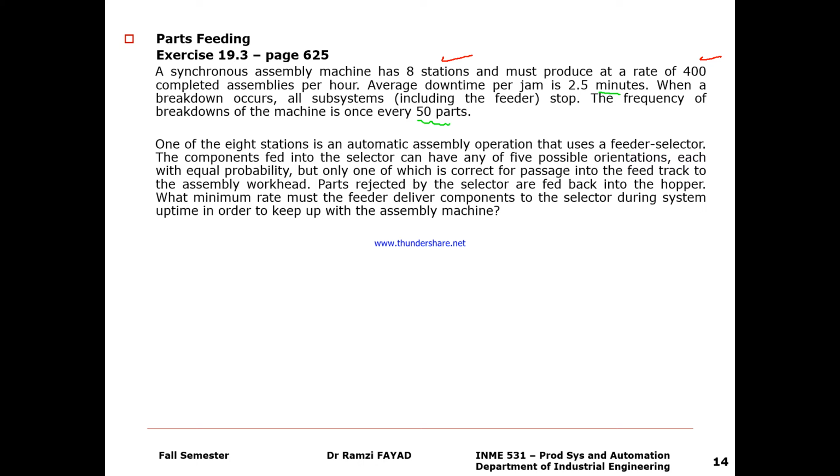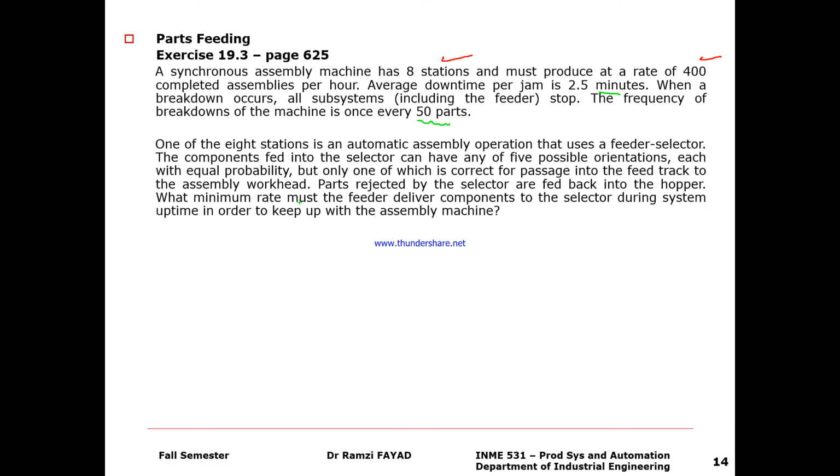The component fed into the selector can have one of the possible orientations, each with equal probability, but only one of which is correct. Parts rejected by the selector are fed back into the hopper. What minimum rate is needed in order to make sure we're keeping up with the assembly machine?